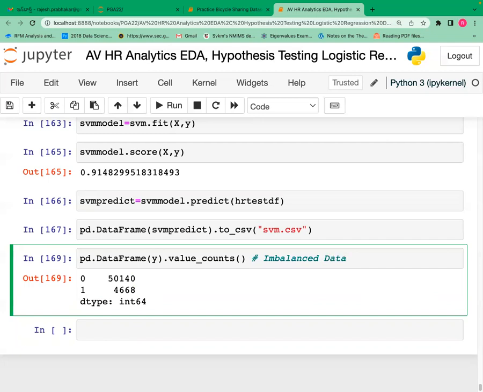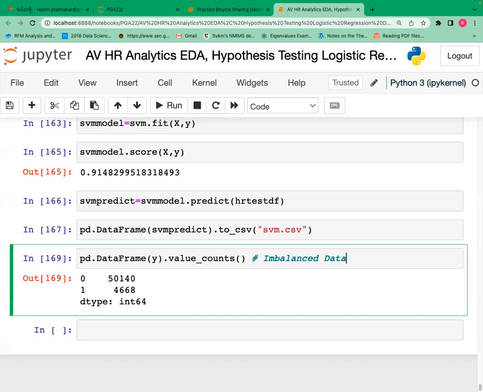Imbalanced data means there is complete bias towards one class, which is the zero class. The majority class is 50,140, the minority class is 4,668. When you have imbalanced data, we should balance it out. Once we complete the algorithms, we will learn the imbalance techniques, the oversampling and undersampling techniques, and run the same algorithms and see how the scores change. Oversampling means making 4,668 equal to 50,140 by creating artificial data or copy pasting the existing data. Once you balance the data, we can build a model and see the performance.